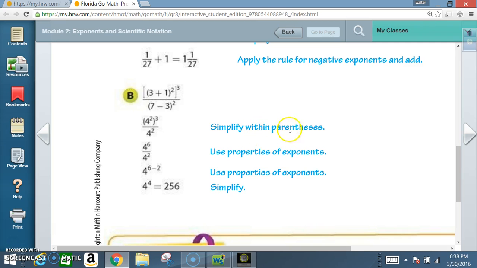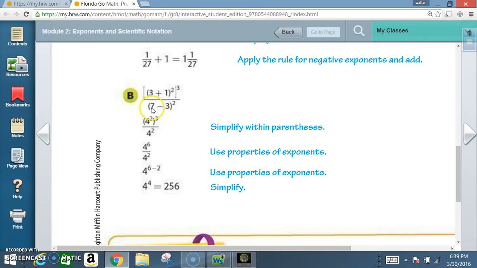Simplify within the parentheses. So 3 plus 1 is 4. So now I have 4 to the 2nd power raised to the 3rd power. I bring that 2 down, and I bring that 3. They stay in the same position. So now I've got 4 to the 2nd power raised to the 3rd power.